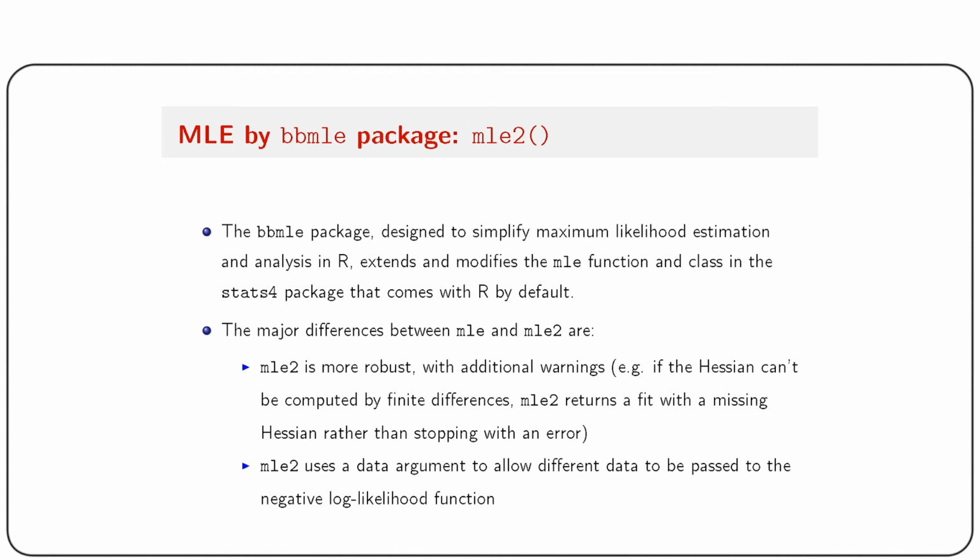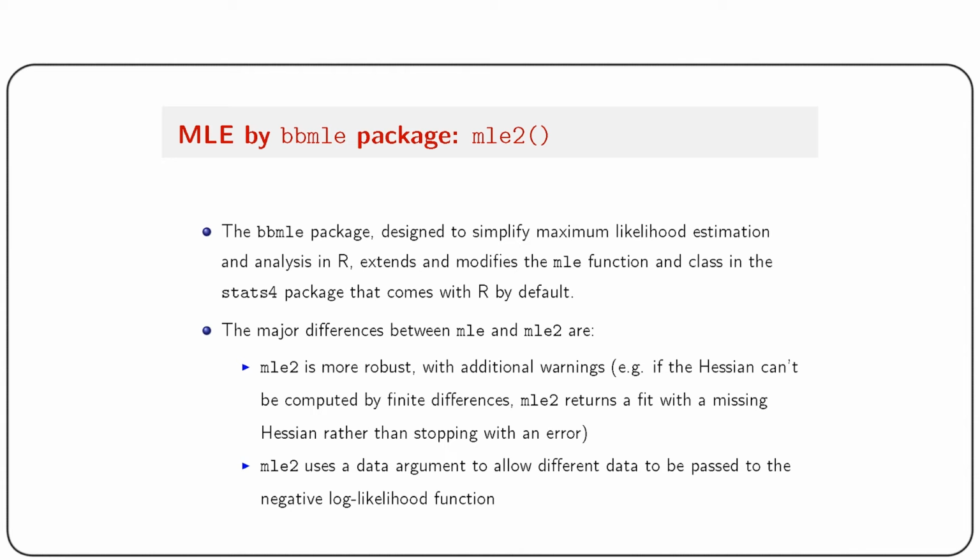And then the next one that we'll see is how to apply the mle2 function from the bbmle package. The bbmle package, designed to simplify maximum likelihood estimation and analysis in R, extends and modifies the mle function and class in the stats4 package that comes with R by default. The major difference between mle and mle2 is that mle2 is more robust with additional warnings.